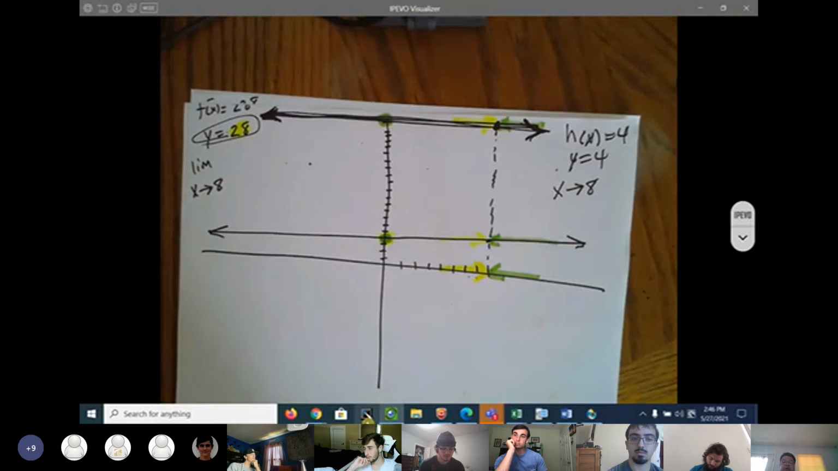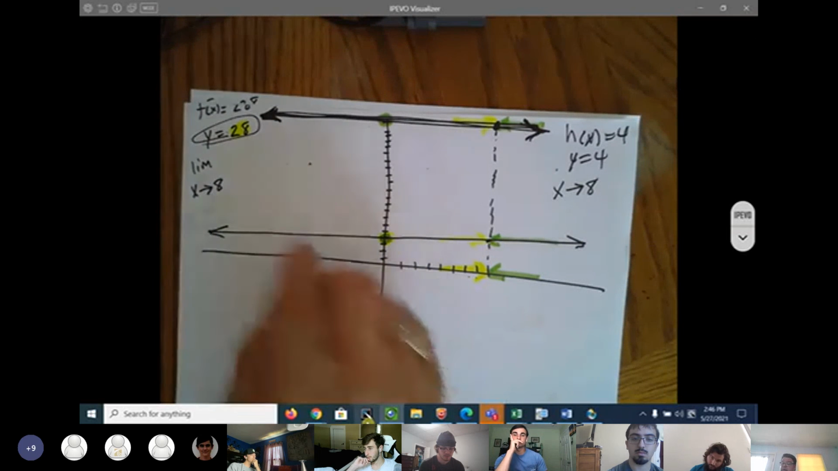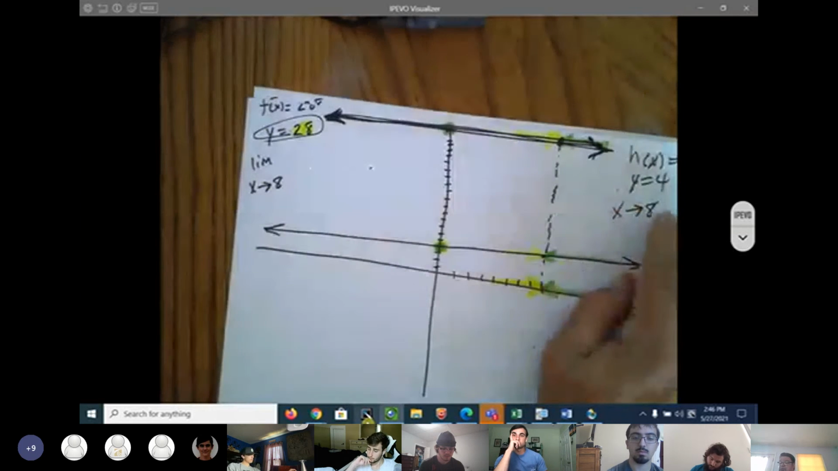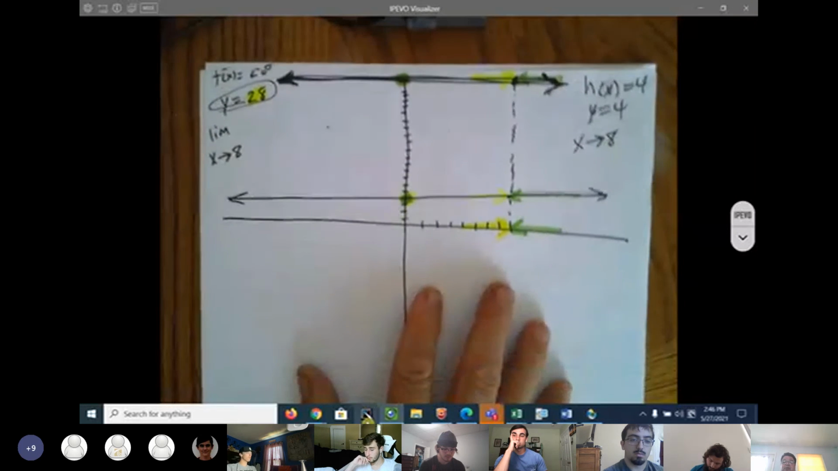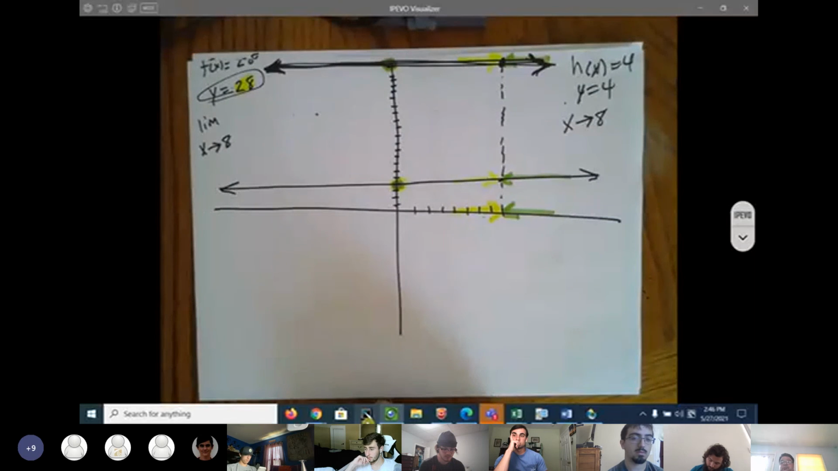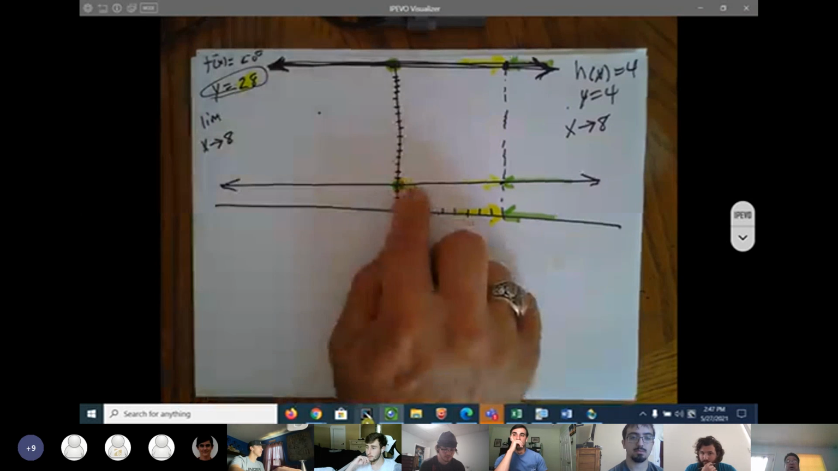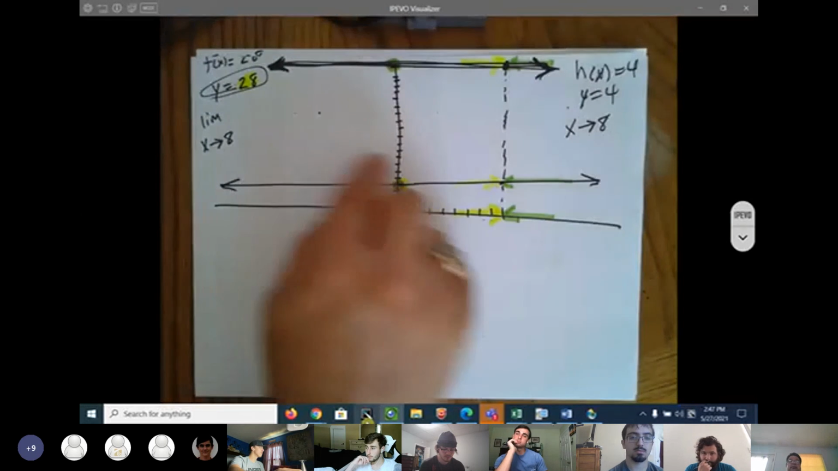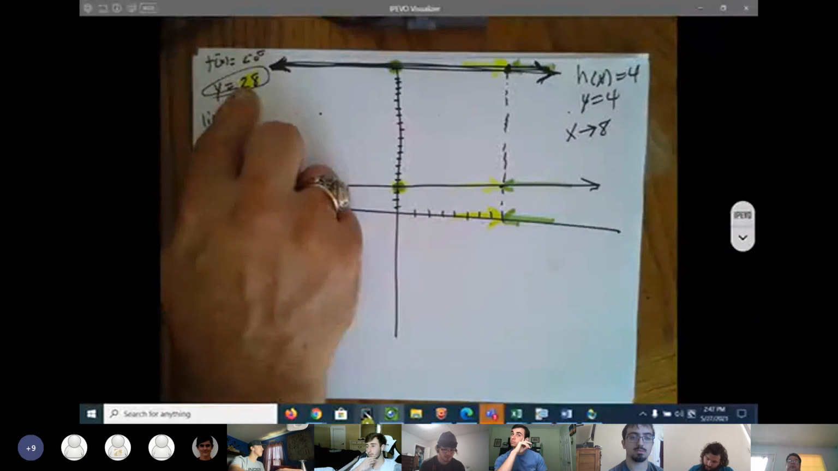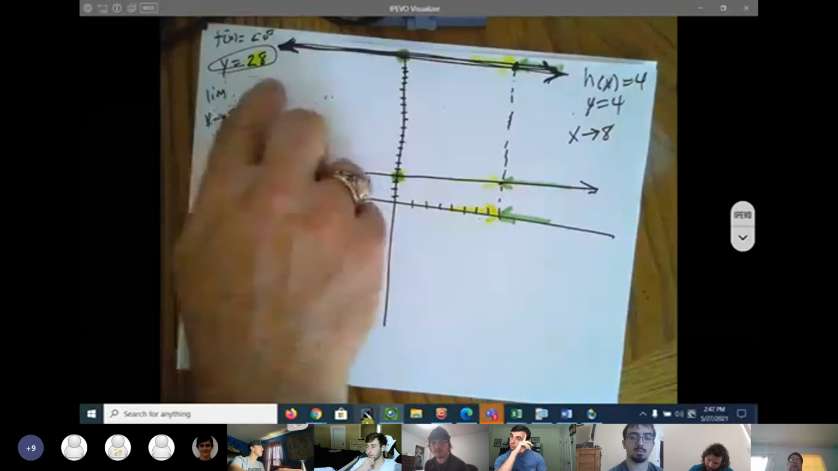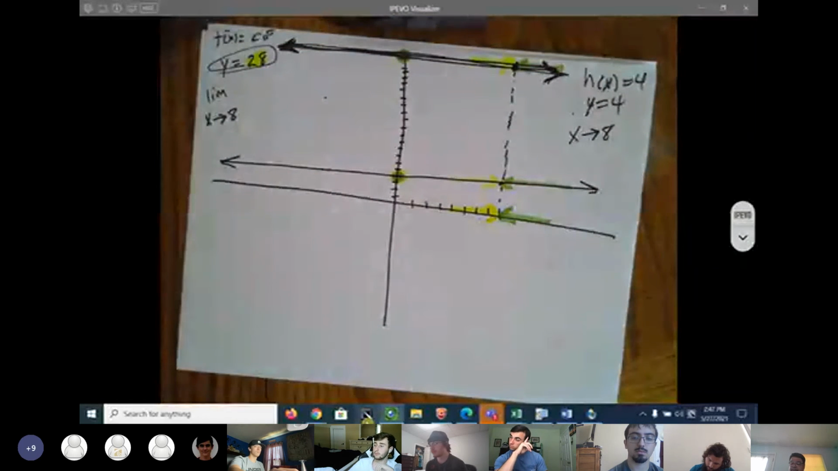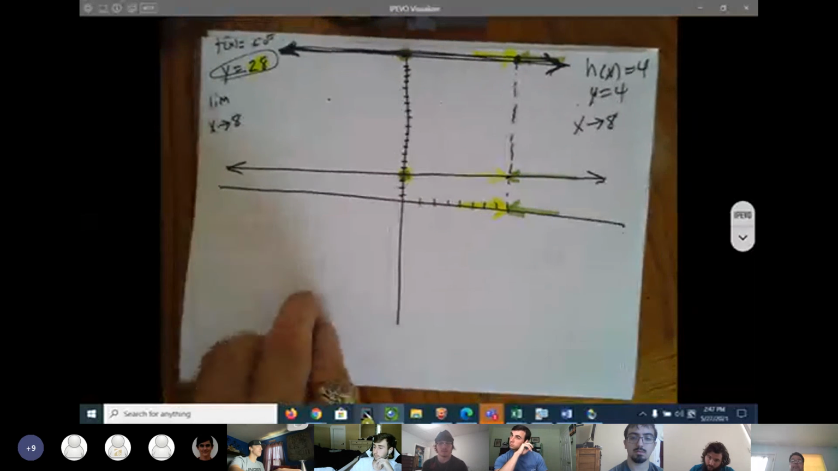So the limit is going to be whatever the y is equal to. They're trying to get you to learn something there, but I don't know. Sometimes the easier something is, the more it goes over your head. So when you have a horizontal line, the limit is going to be what? What the actual function is. Comprende?